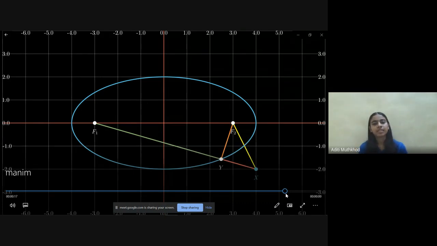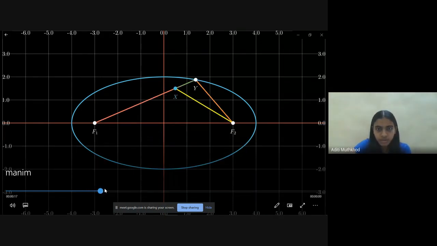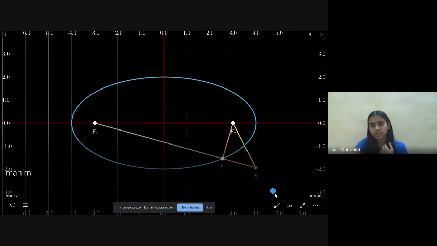For people who still don't know why this is true: we have to compare xf1 plus xf2 and yf1 plus yf2. The xf1 part is common to both, so we just ignore it. And now we have to prove that xf2 is less than yx plus yf2, which is just true by the triangle inequality.